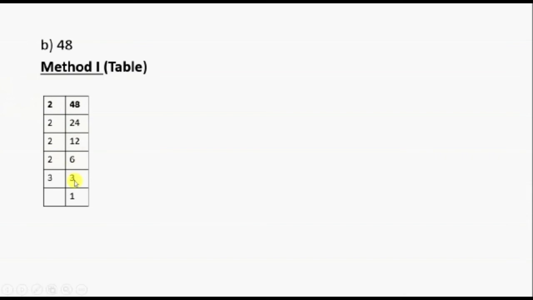Am I supposed to use a 2? No. We'll go to the next prime number, which is 3. 3 into 3 is 1 because we are supposed to have a 1 at the bottom. From here, we are going to express 48 as a product of its prime factors by multiplying 2 times 2 times 2 times 2 times 3.